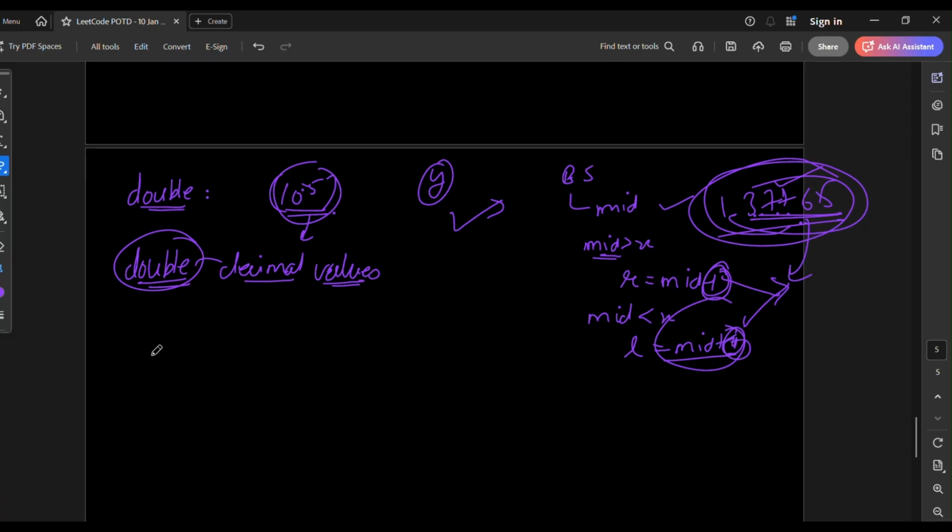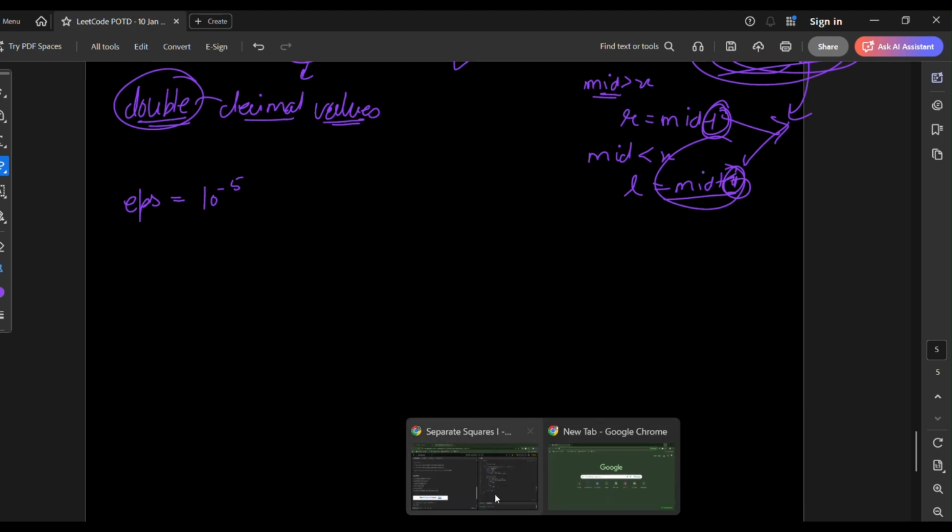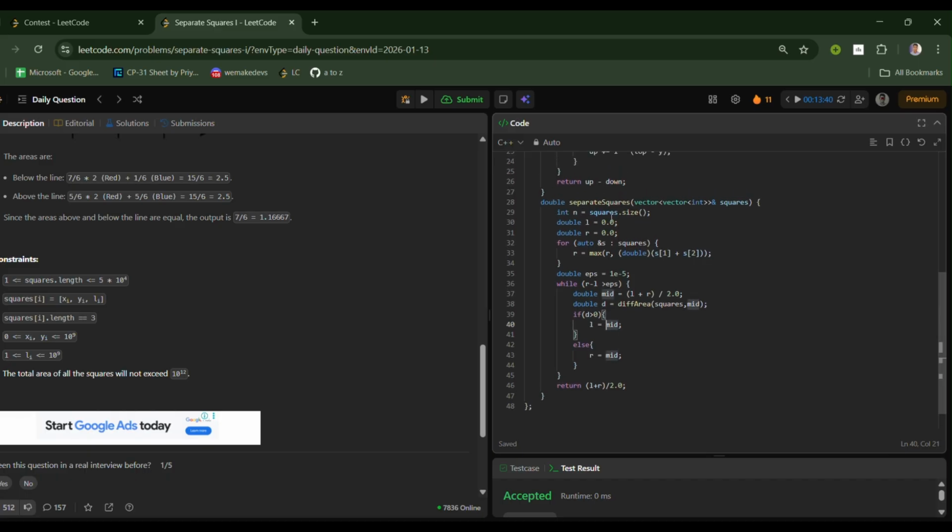So what we will do, we will use the precision unit, and generally it is represented by EPS, which we will take as 10 raised to power minus 5. Then I will show you in code in a better way. So let's move to the code and then we will understand the answer properly.